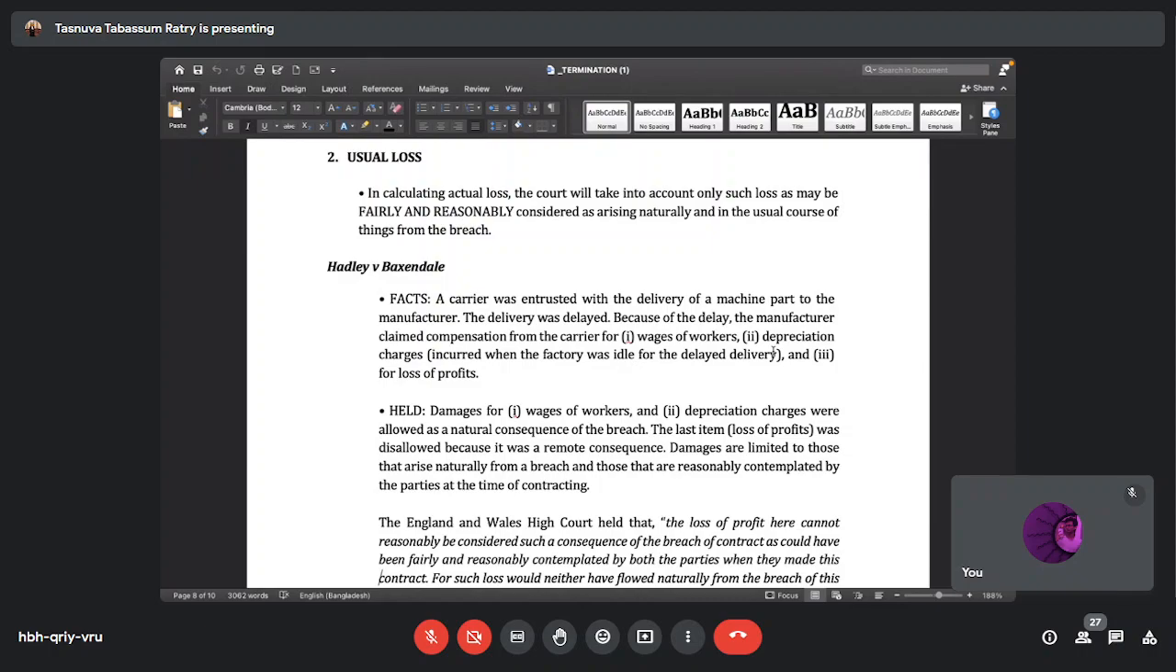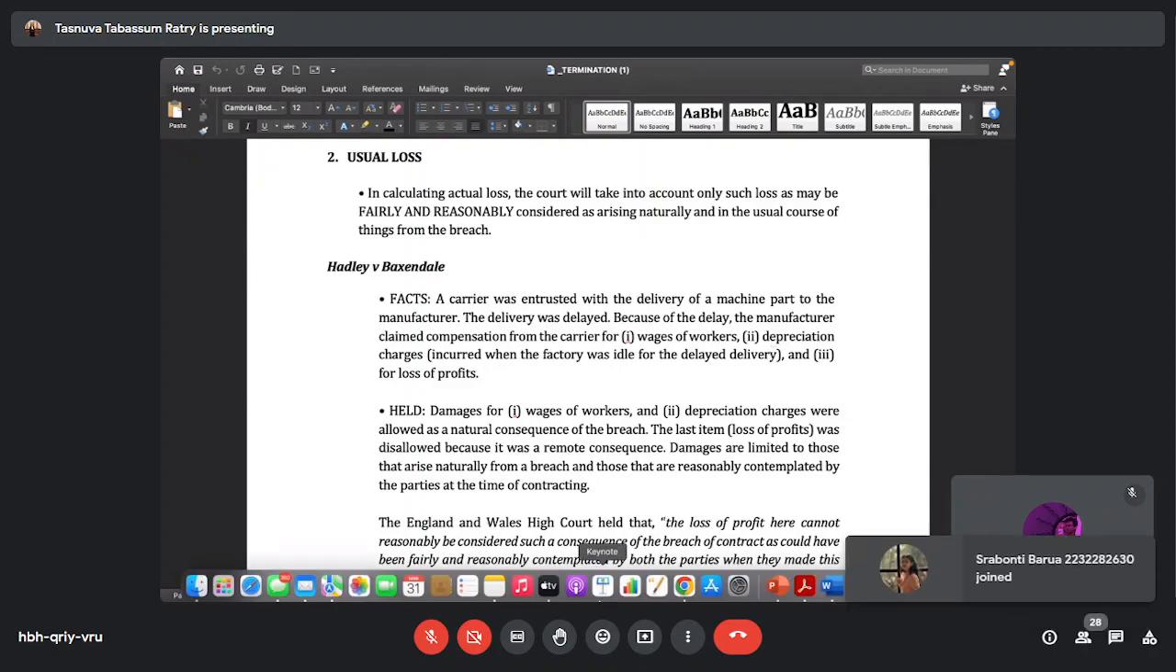Now, when the court gave the judgment, the court held that he would be given damages. He would be entitled to monetary compensation. However, when calculating usual losses, he would only be entitled to receive damages for the wages of the workers and the depreciation charges.